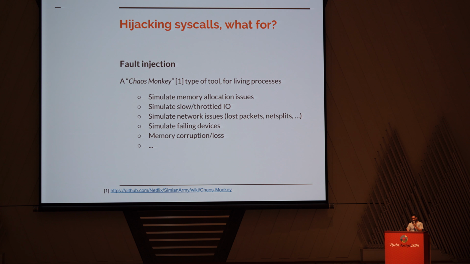It's a way of simulating a lot of things, from memory allocation issues to slow throttled I/O, network issues like lost packets, net splits, memory corruption, anything. So you can try to implement this chaos monkey at the system level so that you could see your programs that maybe need to open up a file or write something to the file system, and that doesn't work. You want to see how your program reacts to that.